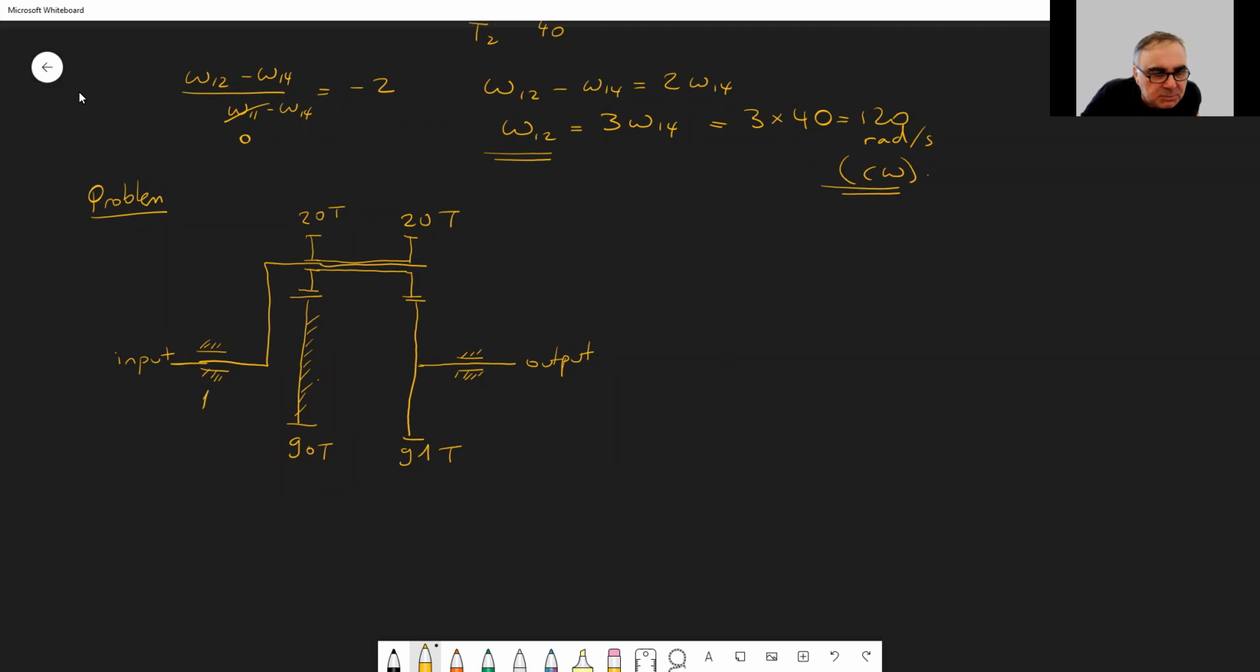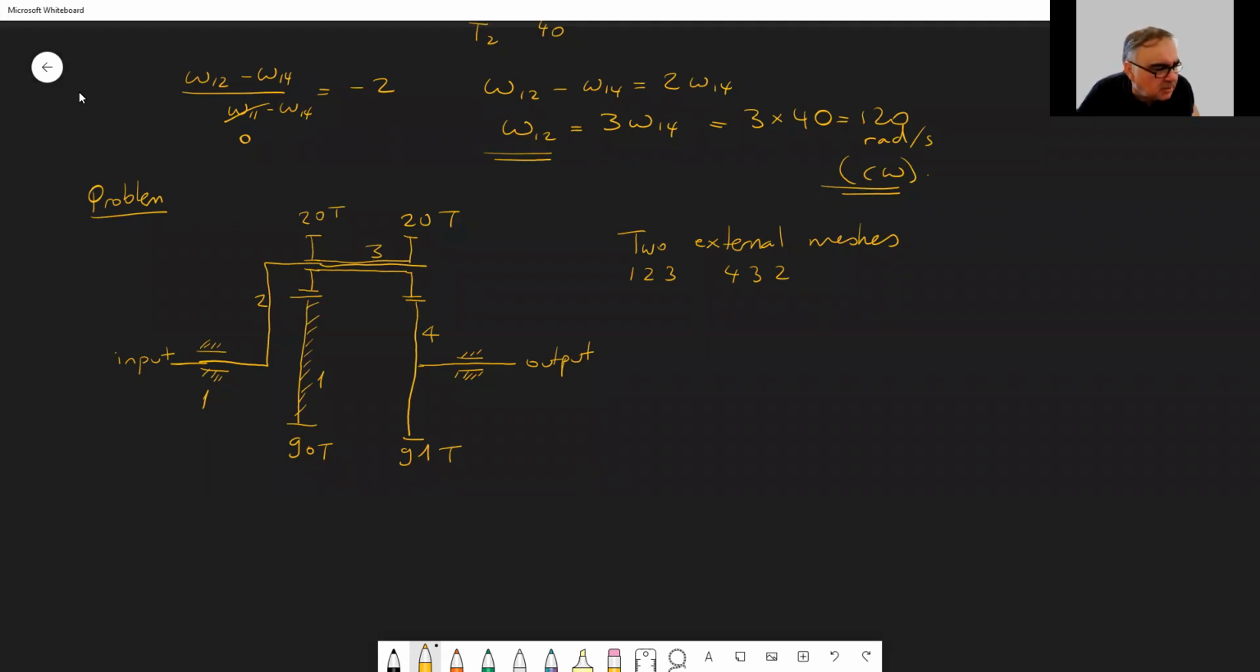So the ground is 1. This is the first link. Arm is 2, let's say. The planet is 3, and the sun gear is 4. So there are 4 links here, and this one is a fixed link, as you see. So there are two external meshes. One is 1, 2, 3. The other one is 4, 3, 2, if you like.